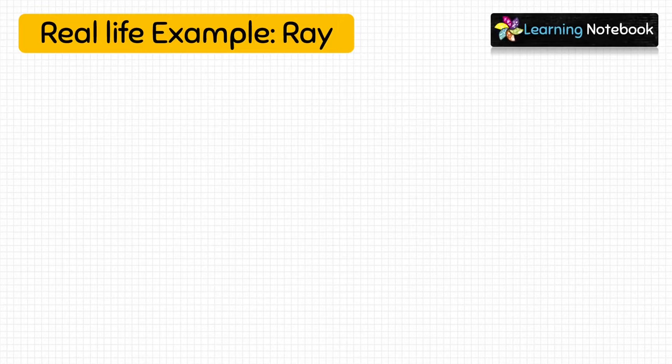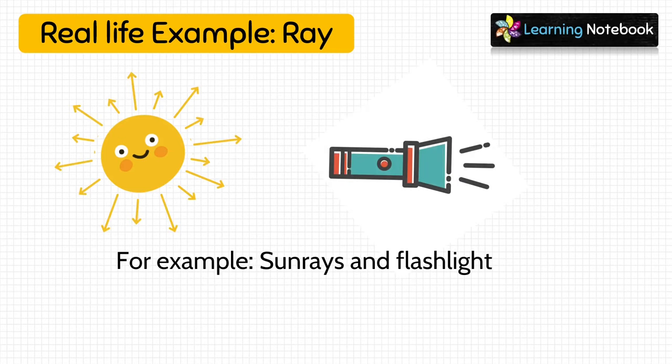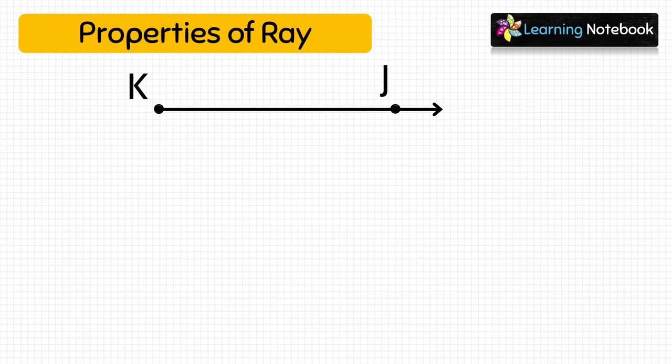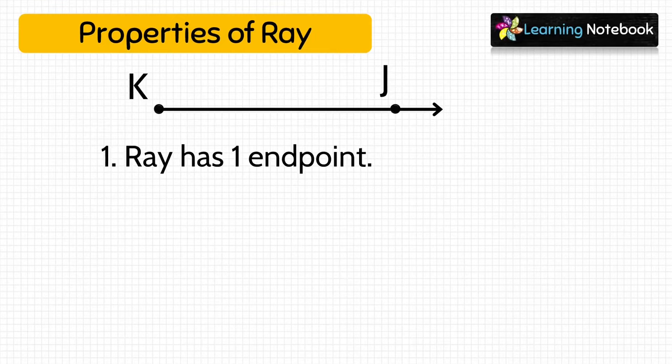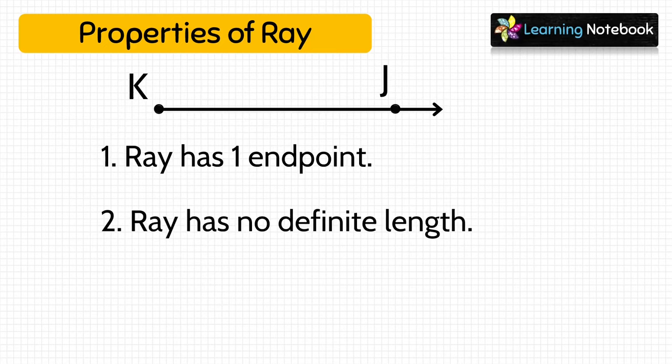Now, let's see some real-life examples of ray. Rays from sun and rays from flashlight. These are examples of ray because they have a starting point and they go indefinitely in one direction. So what are properties of ray? First is a ray has one endpoint. Like here, K is the endpoint of this ray. And second property is ray has no definite length because it can extend in one direction indefinitely.